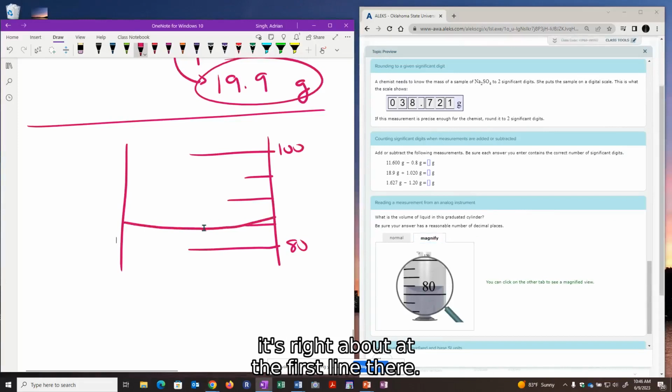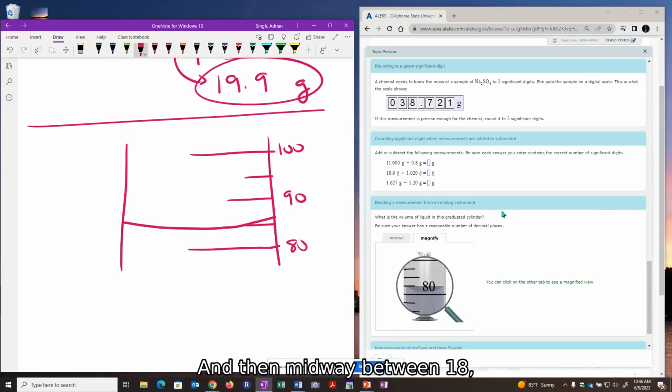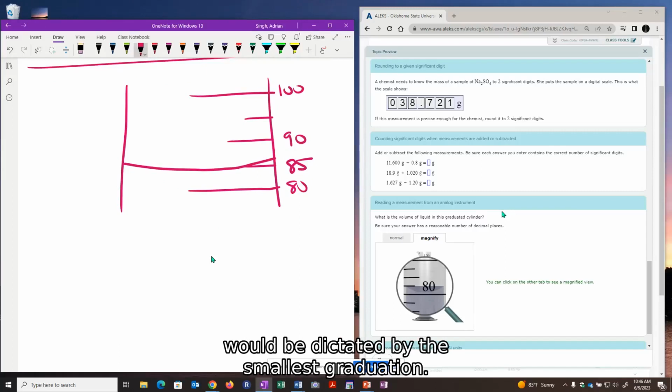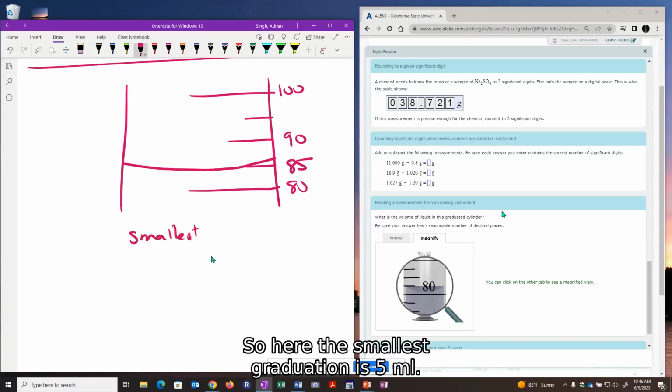All right, and then our meniscus, if we look at where the liquid is, it's right about at the first line there. Okay, so in this case, my smallest graduation that I have, if I go midway between 80 and 100, that's 90. And then midway between 80 and 90 would be 85. So reasonably, what we can estimate this volume to be would be dictated by the smallest graduation.